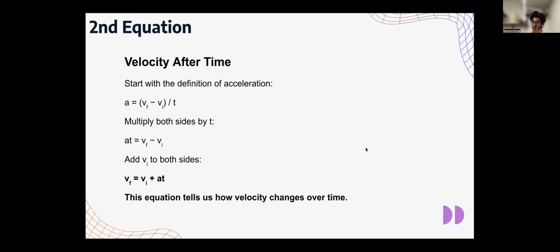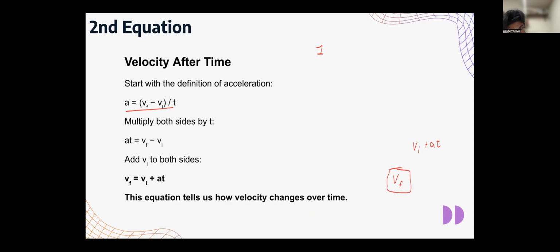Okay, are we good to go to the second equation? This is kind of confusing, almost the beginning step, but we know what we are solving for. It's always good to know what you're solving for first, right? We are solving for the final velocity. And what it is saying is it is equal to initial velocity plus acceleration times time, right? Makes sense, right?